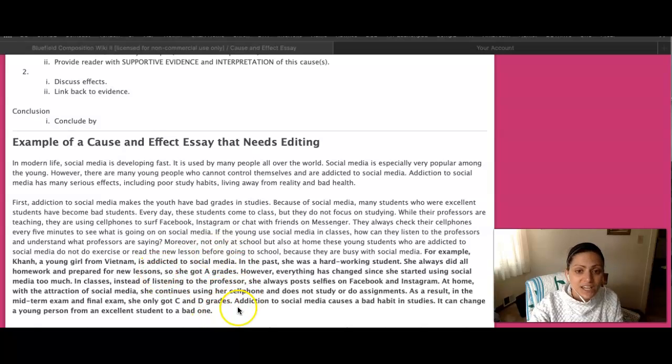Notice how there are no citations here. All of this seems to just come from the author. Instead, this material should come from your research.